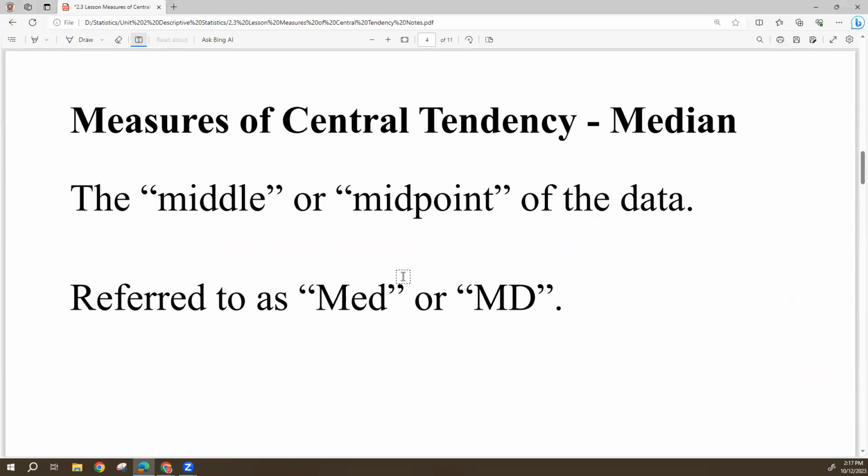Another measure, which you might have some familiarity with, is the median. It is the literal middle of the data. So if we order our data from smallest to biggest, the value in the middle is the median. If we have an odd number of data, the middle will be one of our data points. If we have an even number of data, we'll find the two data points in the middle and then take the average of those, or find the value that's right in between them. Sometimes we refer to it as MED or MD, median.